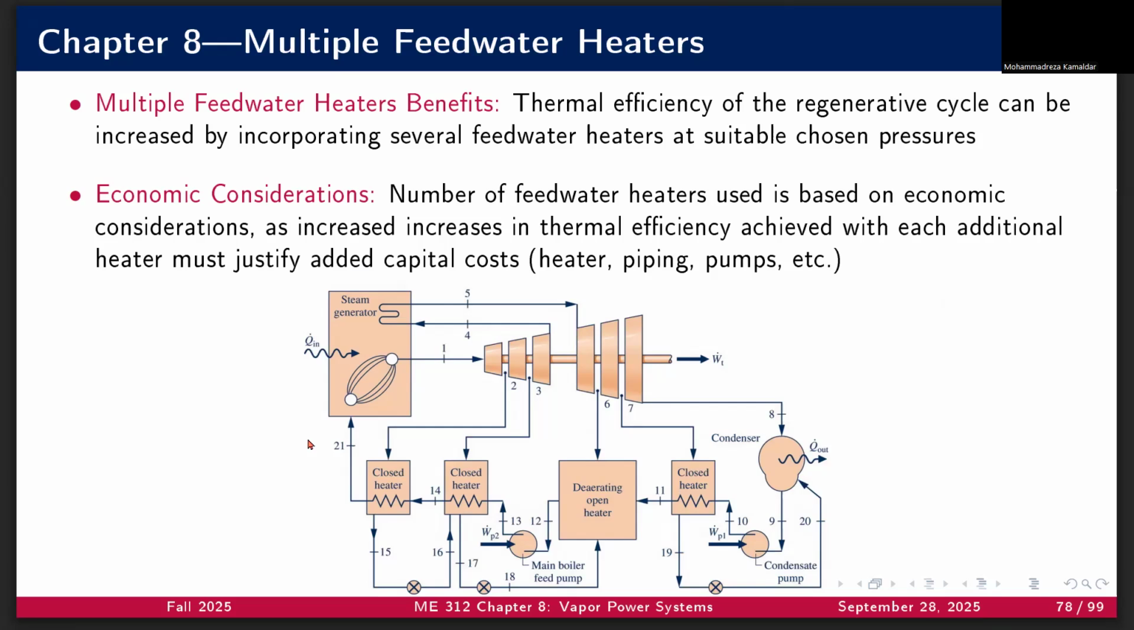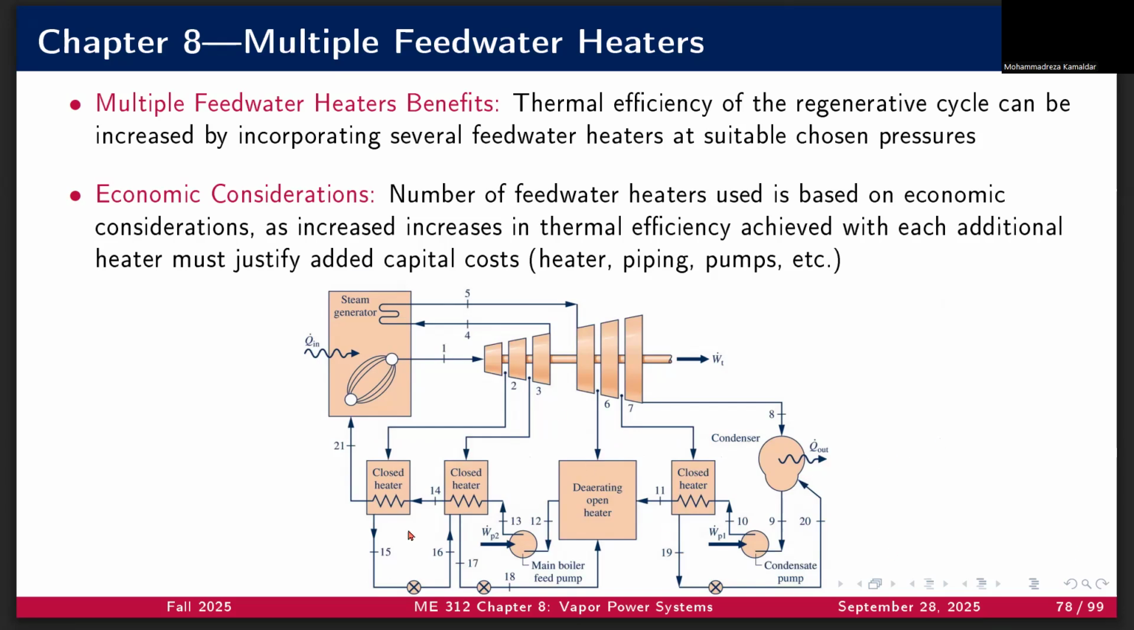So this minimizes the external irreversibility associated with heat addition and thereby increases the average temperature at which heat is supplied to the cycle. So theoretically, the more heaters you use, the closer you get to the ideal but impractical Carnot efficiency. Okay? However, theory must meet reality, right? Which brings us to the economic considerations.